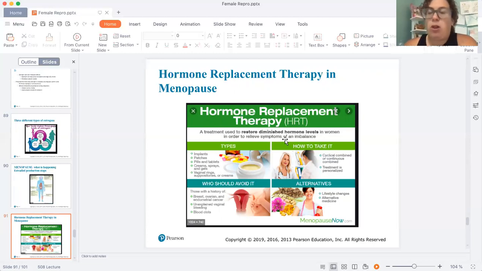There are certain people who should not do it, and you have to talk to your doctor about that. They come in different flavors, different types.